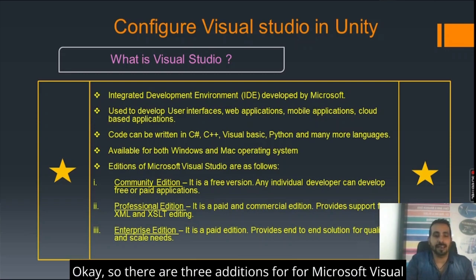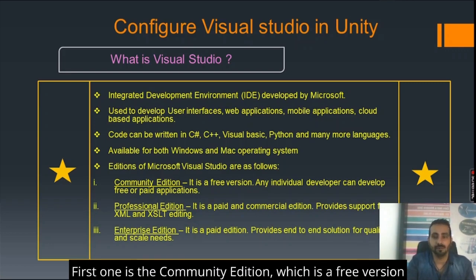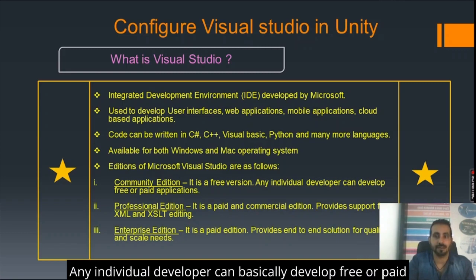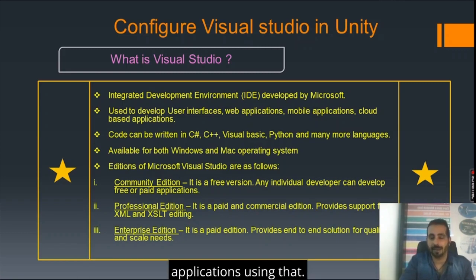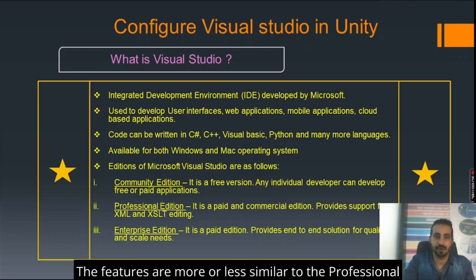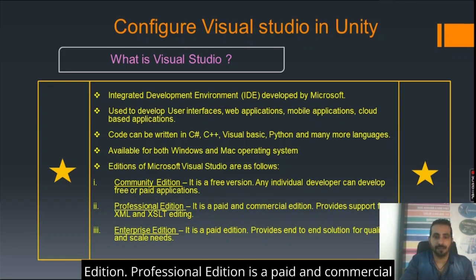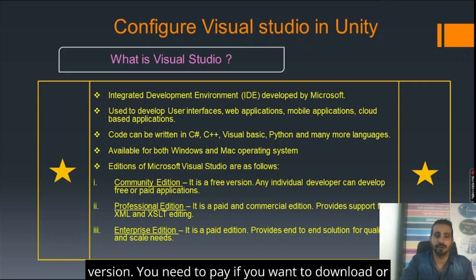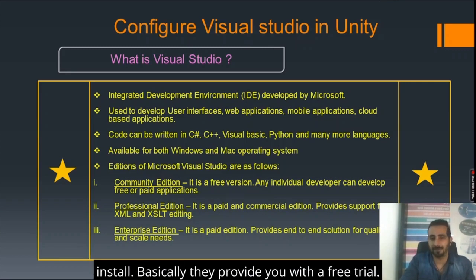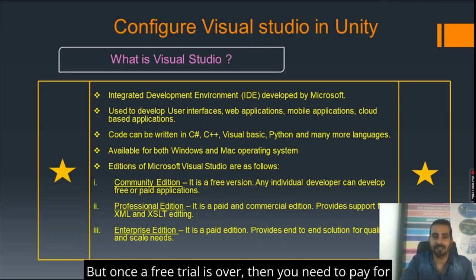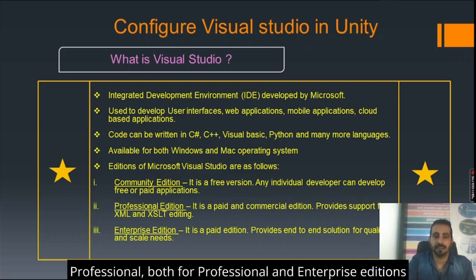So there are three editions for Microsoft Visual Studio, and they are as follows, as we can see here. First one is the community edition, which is a free version. Any individual developer can basically develop free or paid applications using that. The features are more or less similar to the professional edition. Professional edition is a paid and commercial version. You need to pay if you want to download or install. Basically, they provide you with a free trial, but once a free trial is over, then you need to pay for professional, both for professional and enterprise editions.